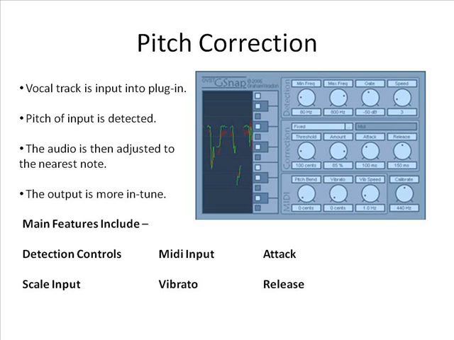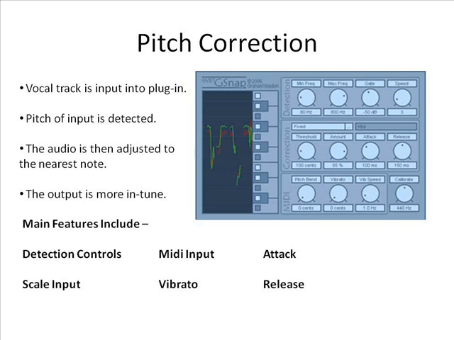There are several main features that are available on most pitch correction plugins. Here are the main few I have come across. Detection controls. These can be adjusted to help the plugin focus in on the right frequencies for detecting the pitch of the input audio. Scale input. This allows you to select a scale or input your own scale for the audio to snap to. This means that if you input the scale of the backing track, then any notes the vocals snap to will be in the right key.